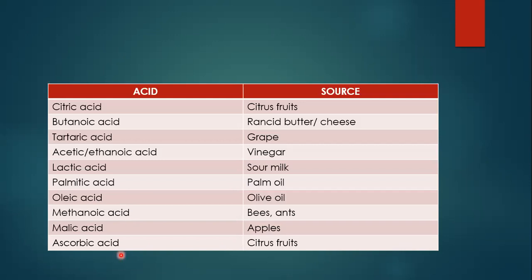Then the last but not the least, you have malic acid found in apples. Then our last one is the ascorbic acid, more or less like the citric acid, which is also found in citric fruits. So these are all sources of organic acids that we can find ourselves.